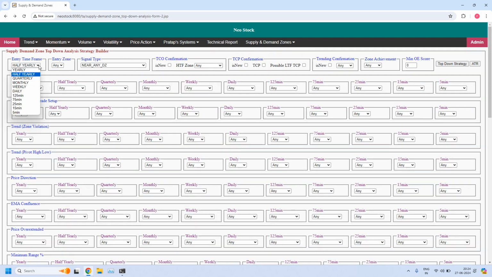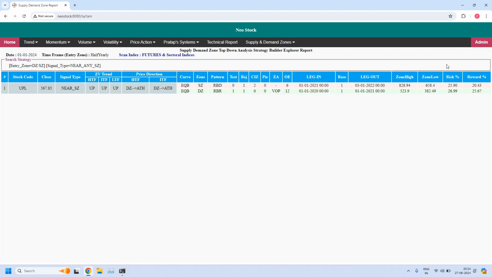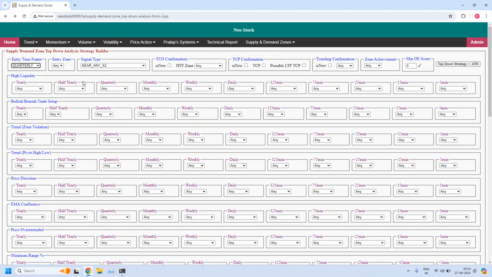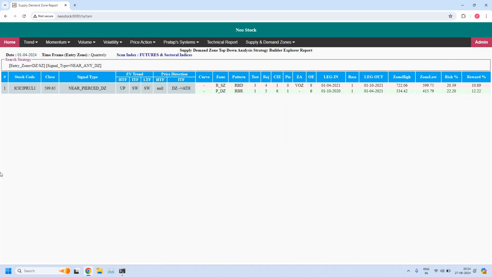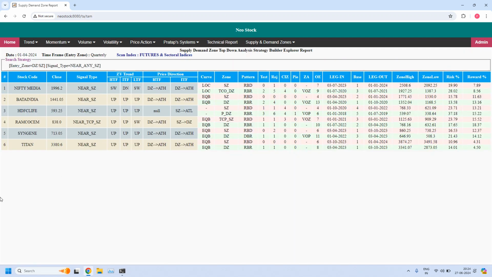I'm going back. For half-yearly time frame, let us find the stocks near half-yearly supply zone. One stock is filtered near to the half-yearly supply zone. Next report, changing the time frame to quarterly. Let us find the stocks near quarterly demand zone. So at present, one stock is near to the quarterly demand zone, but it is a Pierce demand zone. So I'm going back. For quarterly time frame, let us find the stocks near quarterly supply zone. 6 stocks are filtered near to the quarterly supply zone.